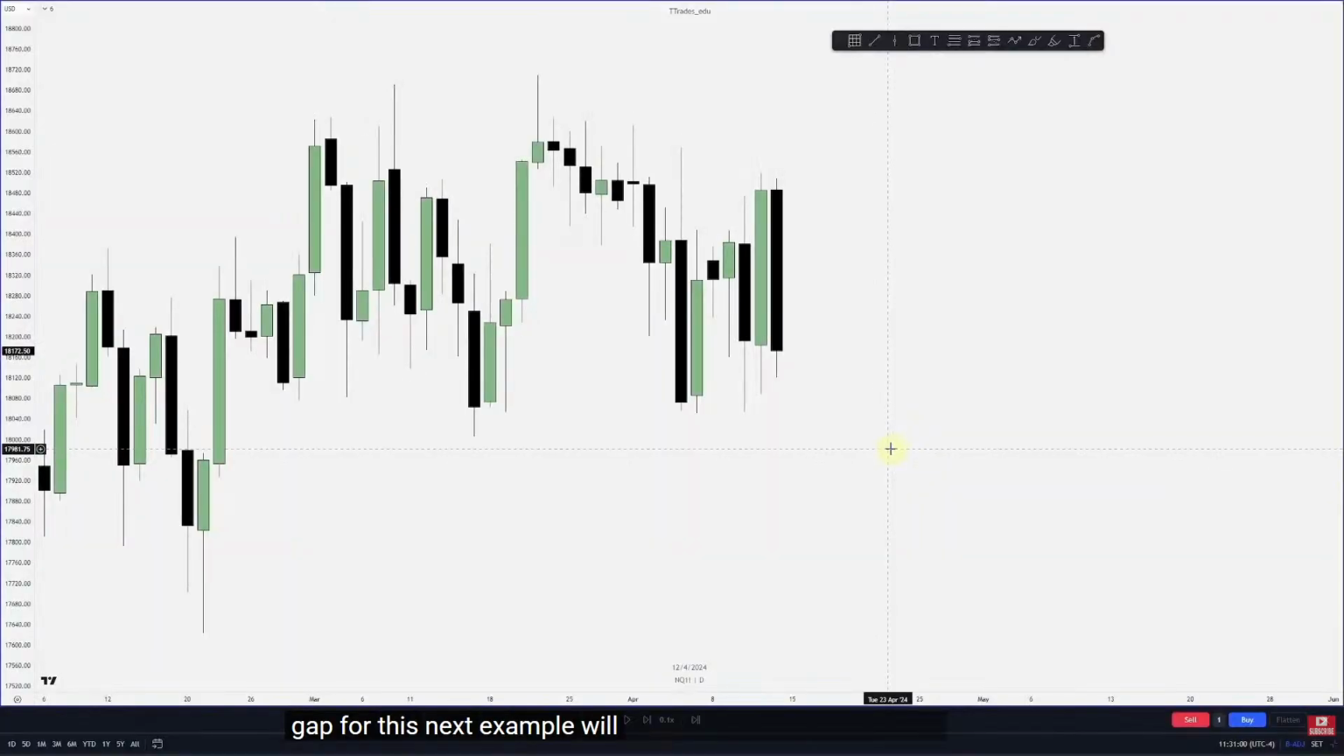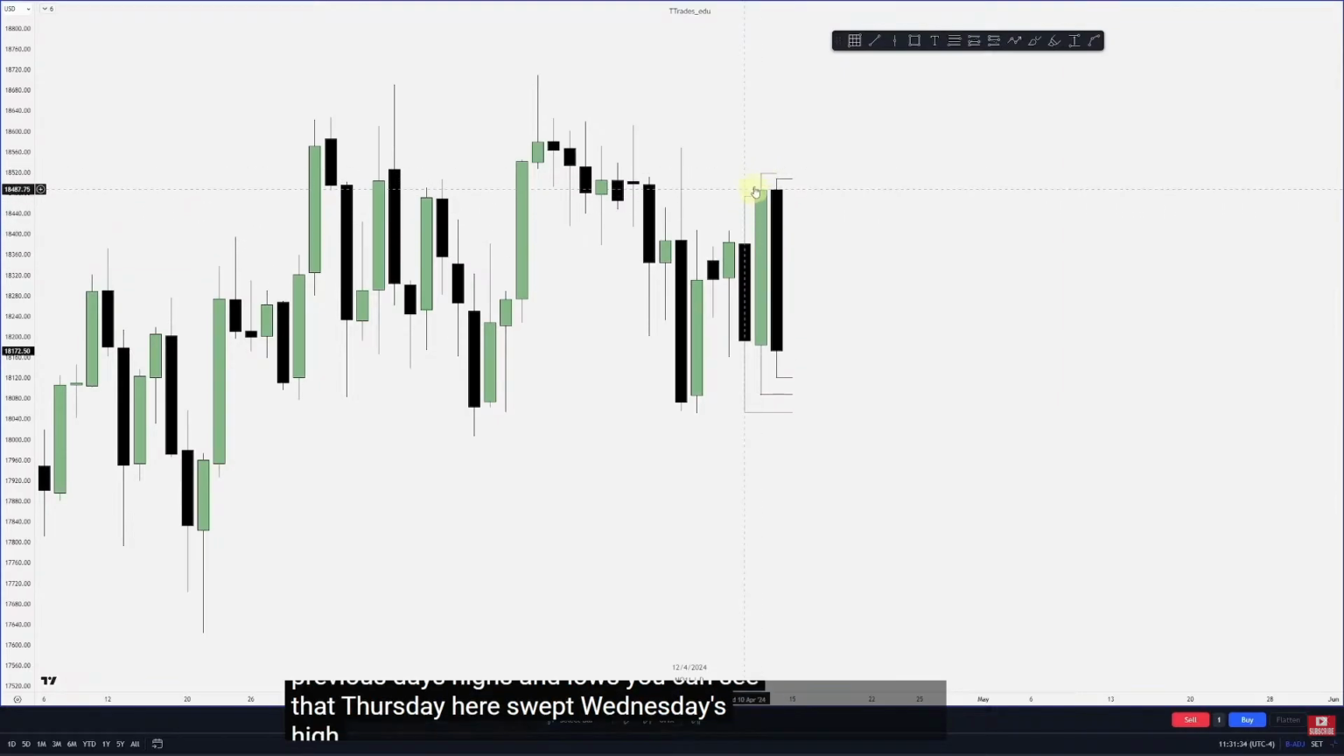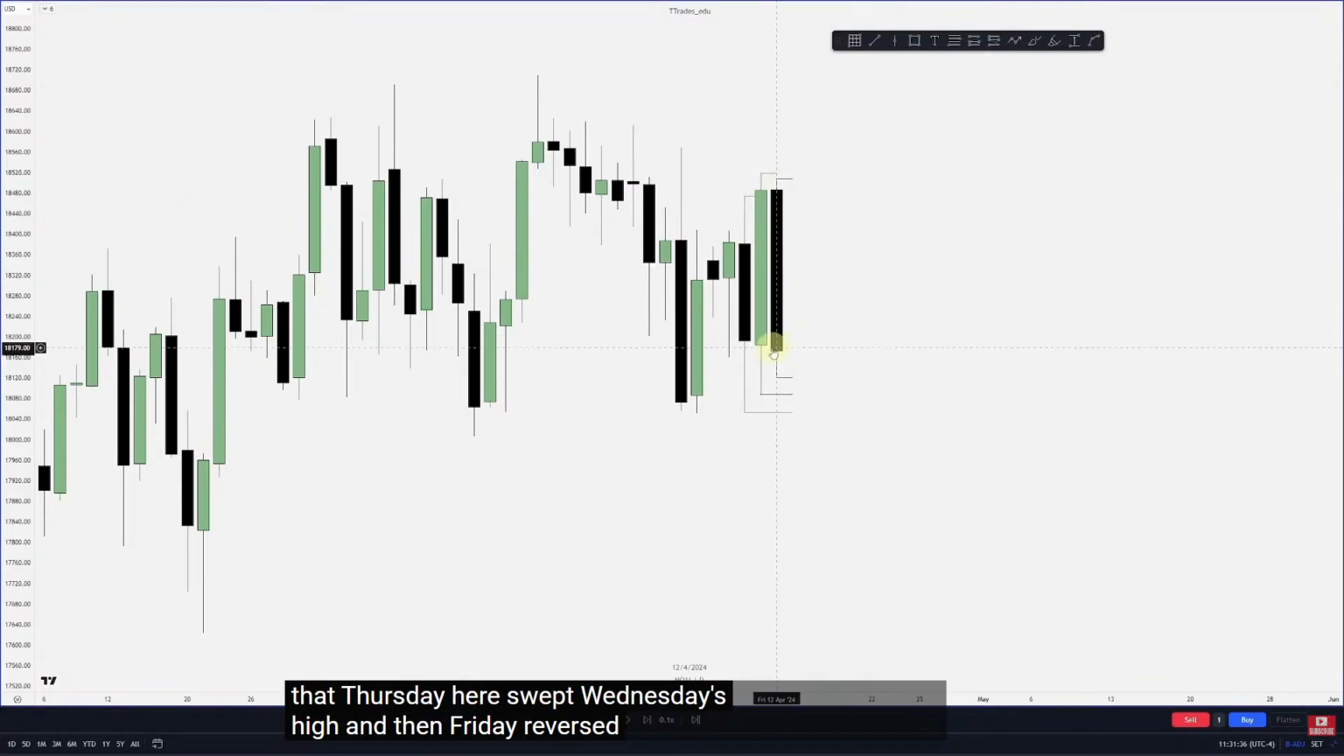For this next example, we'll also be on the NQ daily chart, and so taking a look at the last few days of price action, what do you see? If we just mark out previous days' highs and lows, you can see that Thursday here swept Wednesday's high, and then Friday reversed, closing below the opening price here. And you can see how these previous days' lows are all lined up here, and that is low resistance liquidity.